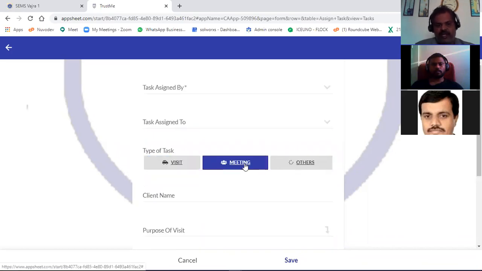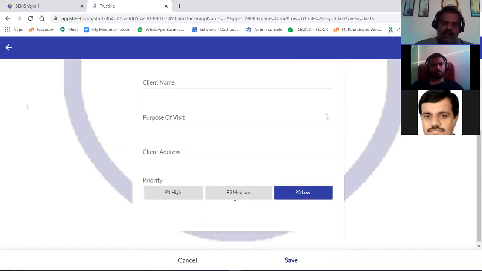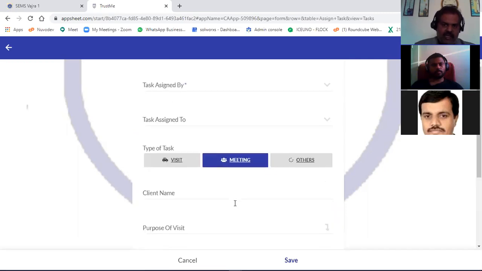Same is the case with meetings. If this is a meeting, then who the client is, what the address is, and what the purpose of the meeting is, all those things are also taken care of.